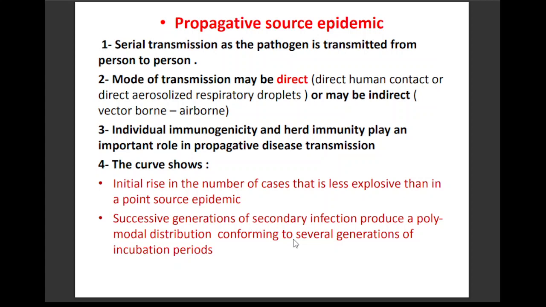In a propagative source epidemic, the causative agent, the infected host, the primary host, is directly responsible for spreading that disease. Or it may even be indirect, with the help of some vectors. As we can see, there are other parameters like environmental factors or the different types of vectors which can be seen in nature. All that can help or augment the spreading of that particular disease. Now, individual immunogenicity and herd immunity play an important role in this propagative disease transmission.